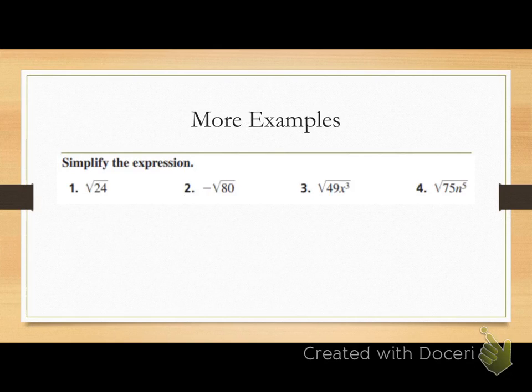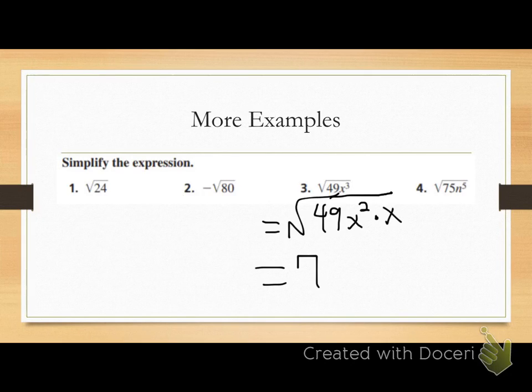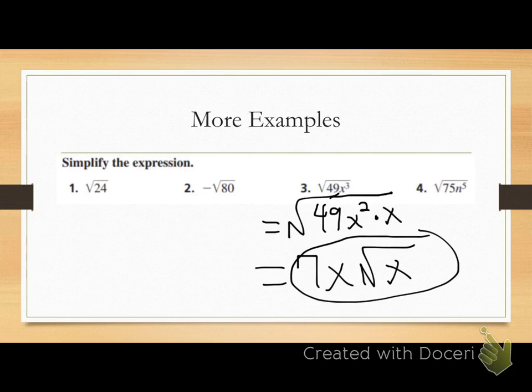Number 3, we have the square root of 49x cubed. Once again, this one's nice, kind of, because 49 is a perfect square. So I can just take the square root of 49. And then just like we saw on the previous slide, we can break x to the third down into x squared times x. Square root of 49 gives me 7. Square root of x squared gives me x. I can't take the square root of x, so it stays under the radical. And there's my simplified answer.